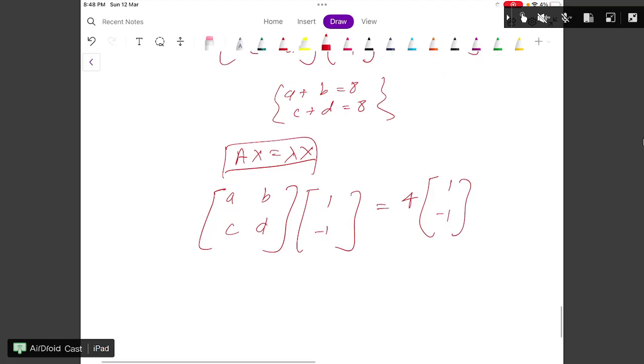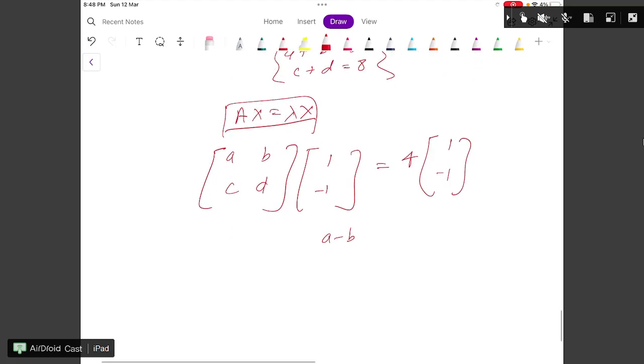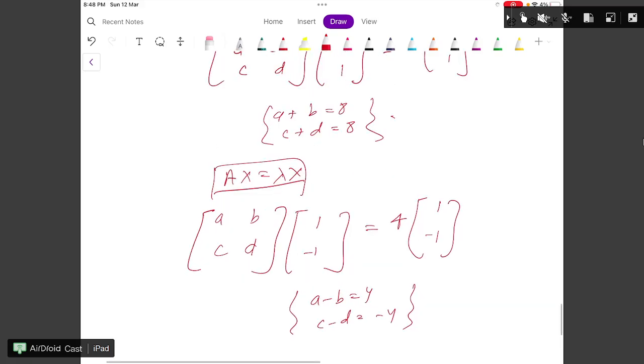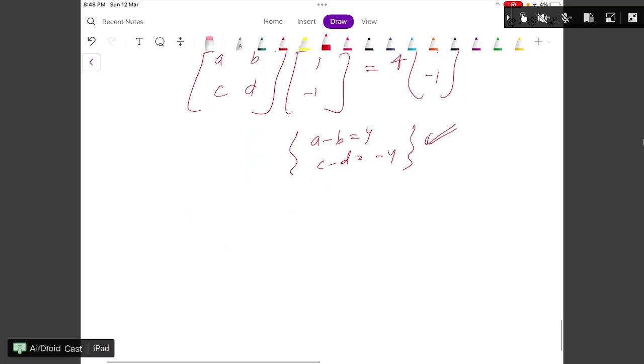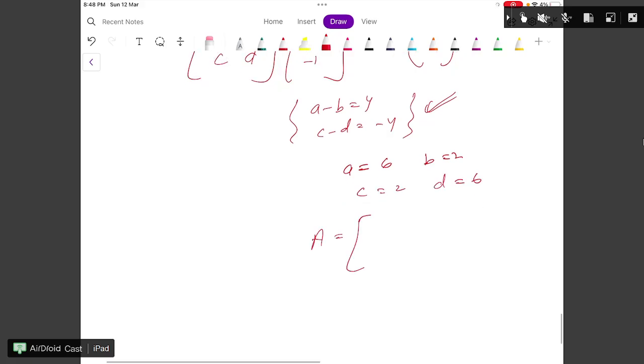So solve this equation. You will get a minus d is equal to 4 and c minus d is equal to minus 4. These are the other two equations you will get. Solving these four equations, you will get the a b c d values. So you will get a is equal to 6, b is equal to 2, c is equal to 2, d is equal to 6. So just substitute the a b c d values, and you will get the matrix A.